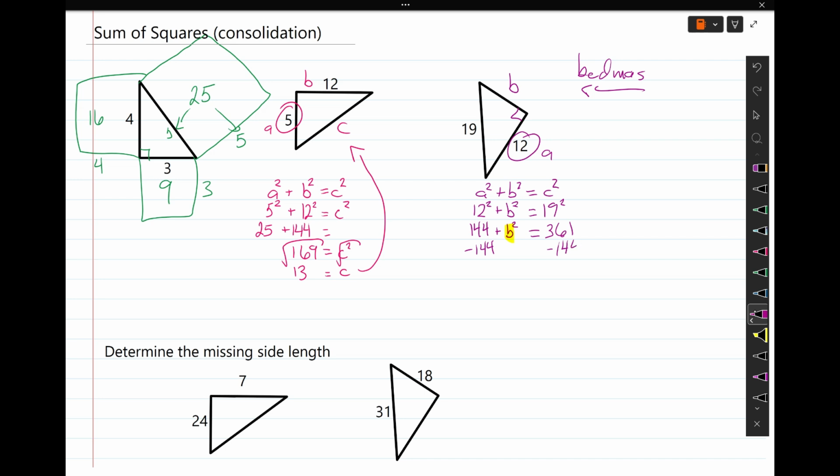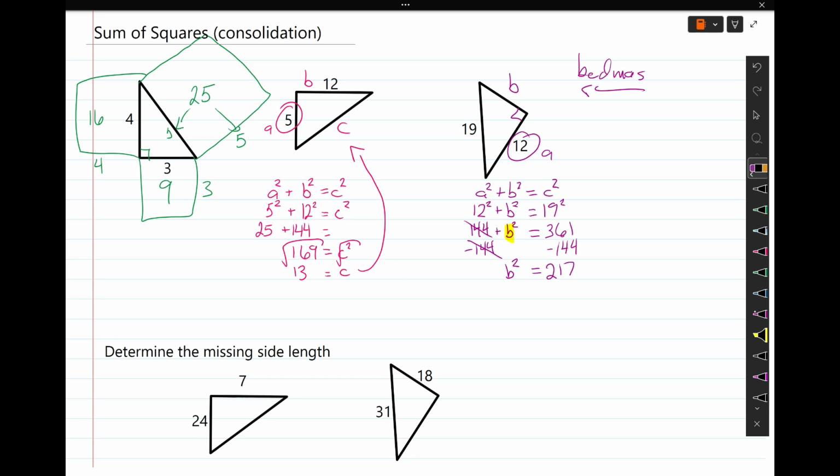That's negative 144 on both sides. I throw this 144 minus 144. Those will cancel out. That was intentional. I'm working with B squared is equal to 361 minus 144. I throw that into my calculator. B squared equals 217.